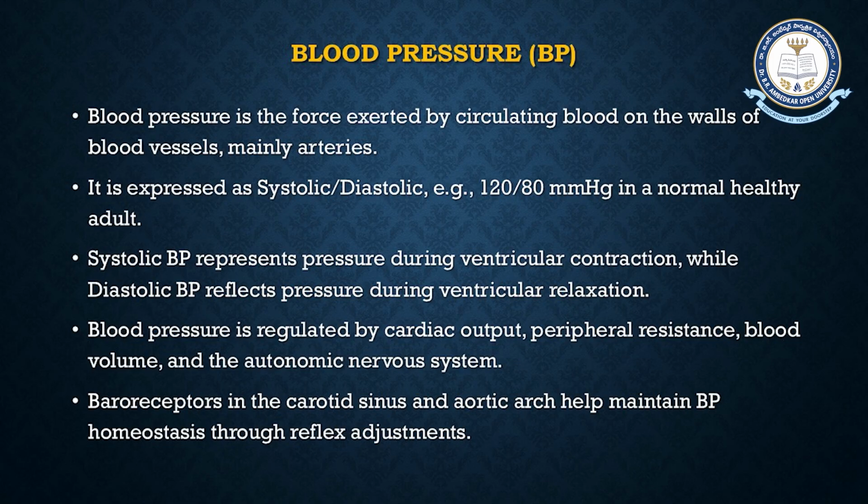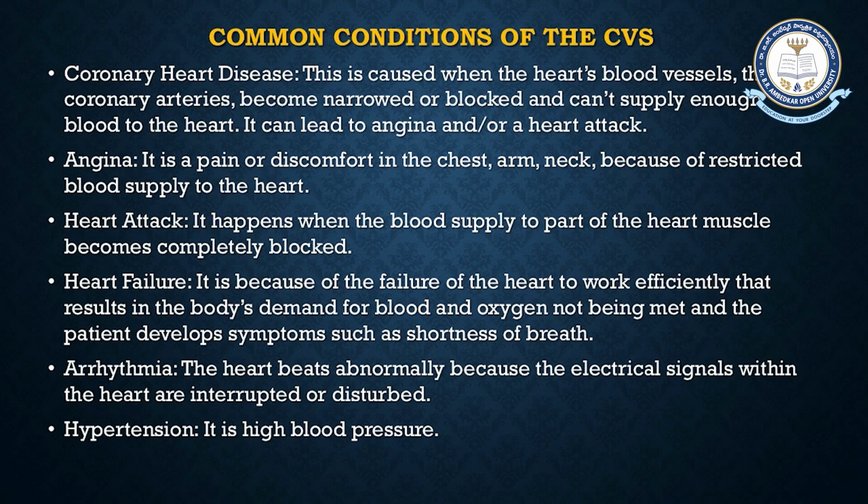Some of the common conditions of the cardiovascular system are coronary heart disease. This is caused when the heart's blood vessels, which supply the myocardium with oxygen-rich blood, become narrowed or blocked and cannot supply enough blood to the heart. It can lead to angina or heart attack. Angina is the pain or discomfort in the chest, arm, and neck because of restricted blood supply to the heart. Heart attack happens when the blood supply to part of the heart muscle becomes completely blocked, leading to death of that part of the heart muscle.